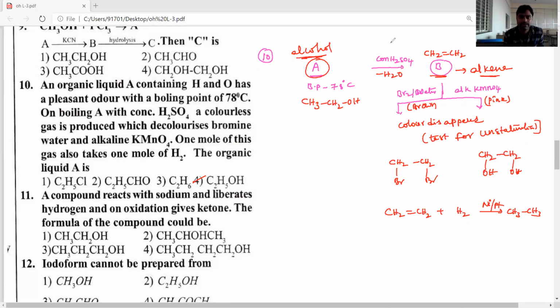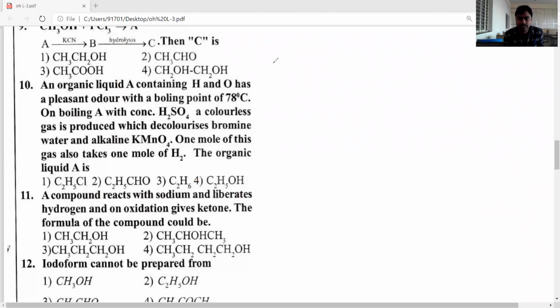Now let's see the 11th question. A compound reacts with sodium and liberates hydrogen, and on oxidation gives a ketone. What is the formula of the compound? Let the compound be A. A is treated with sodium metal and liberates hydrogen gas. Whatever it may be, first it liberates hydrogen gas. If hydrogen gas is liberated, then A may be an OH group compound, alcohols or acids, we would think.